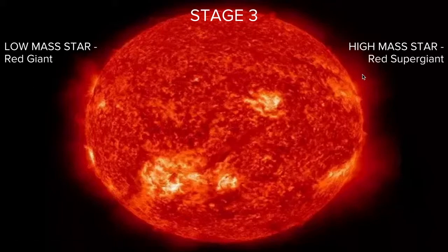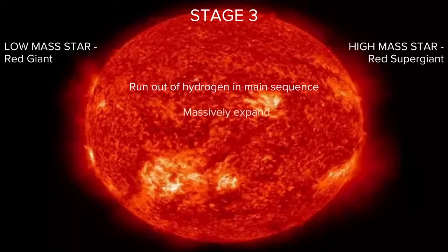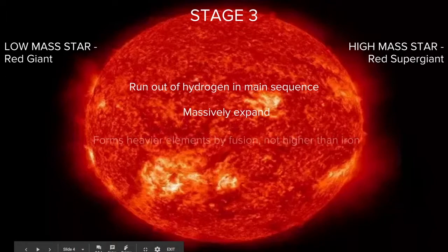And both of these are formed because in the main sequence we run out of hydrogen for fusion. But fusion still occurs. Now the main sequence star massively expands, either into a red giant for low mass stars or a red supergiant for high mass stars. And in this sequence, you can form heavier elements by fusion, but not higher than iron.